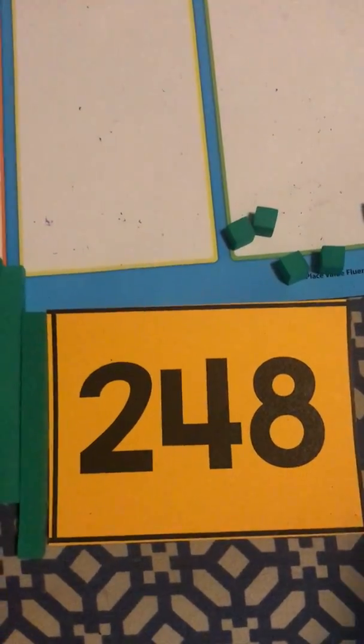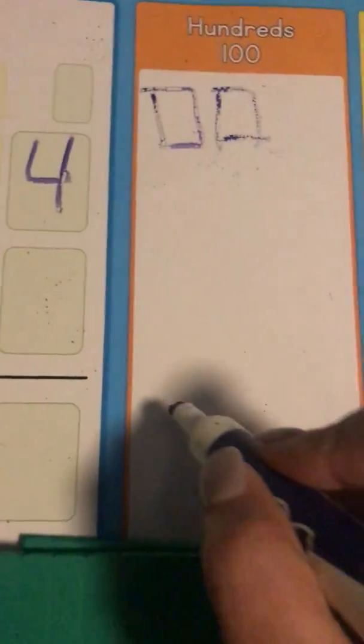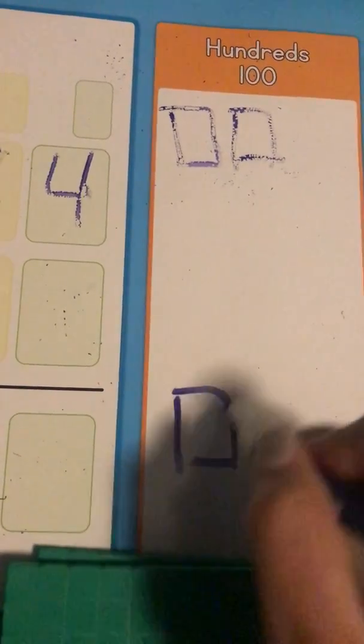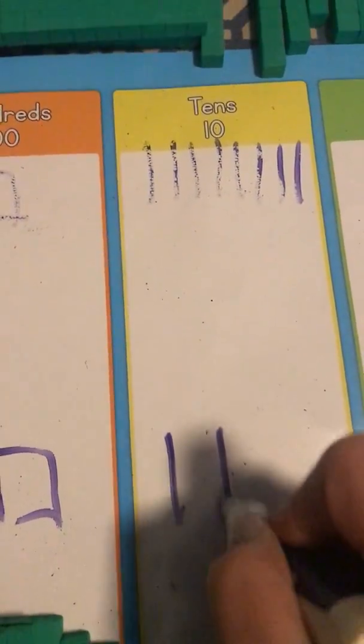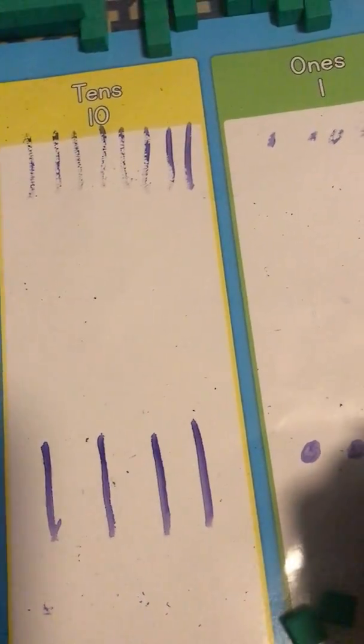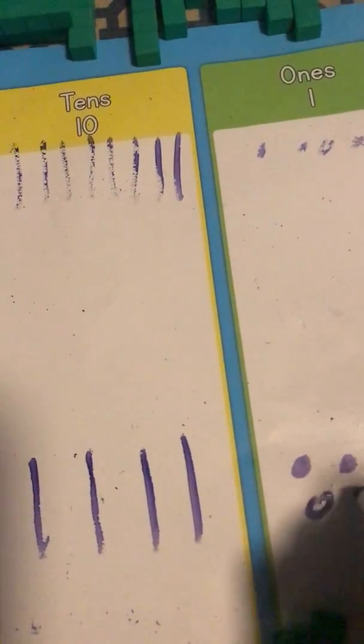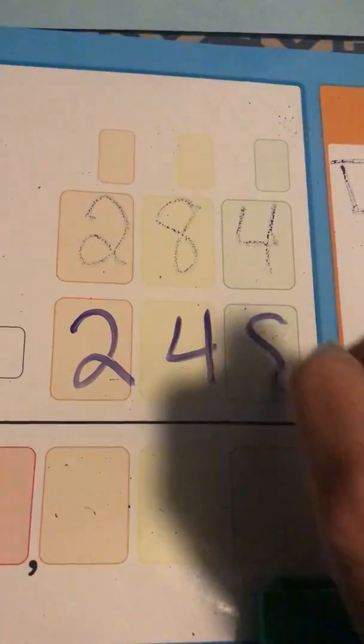Let's do the same with that other part, the girls. Always letting them know that the numbers represent something. They're not hollow. 10, 20, 30, 40. 8 ones. 4, 5, 6, 7, 8. All right, let's do the same for that part.